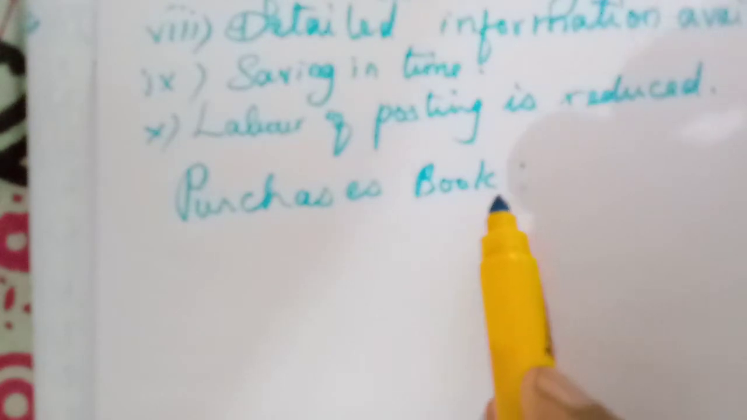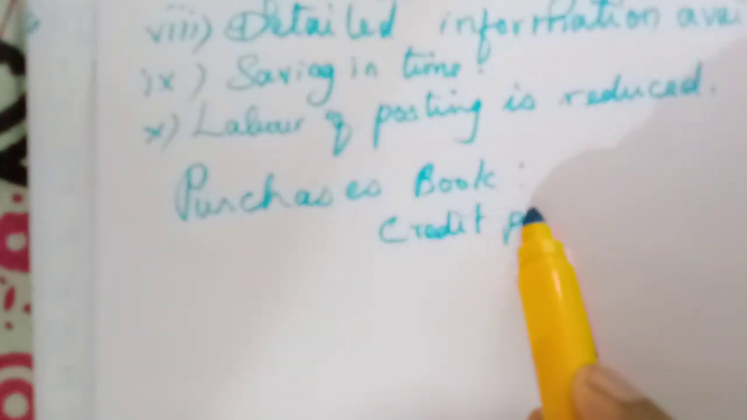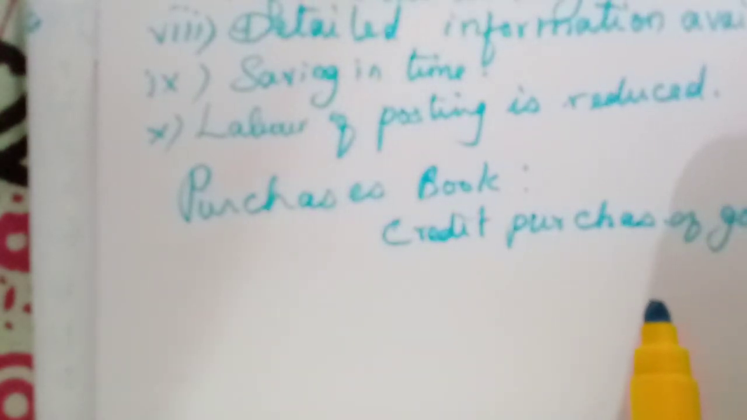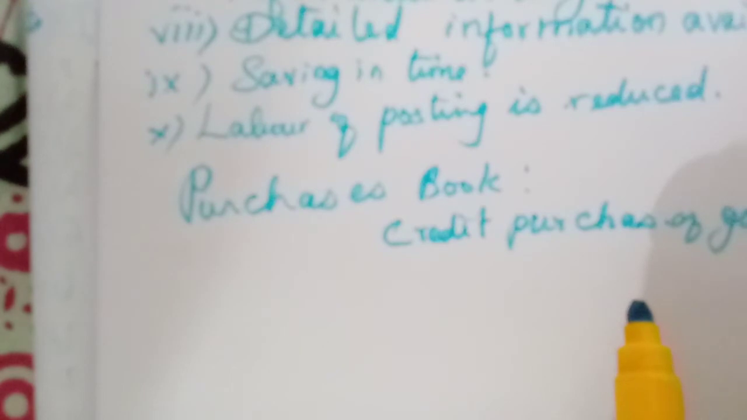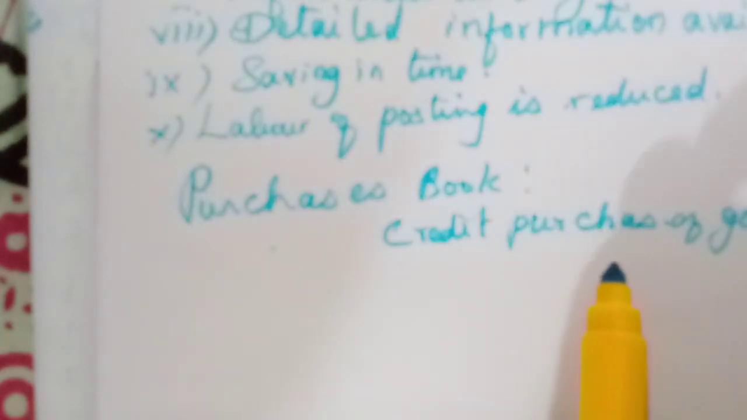In this book, we will enter only the credit purchases. Only the credit purchases of goods, not assets. So, if we look into this purchases book, we will come to know how much purchases we have made on credit. But cash purchases we will enter only in the cash book.